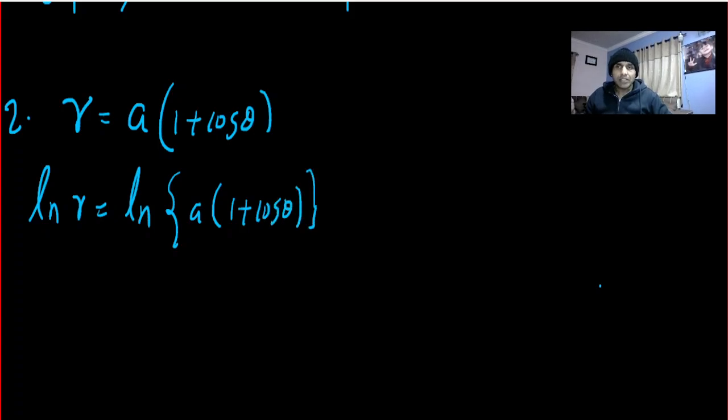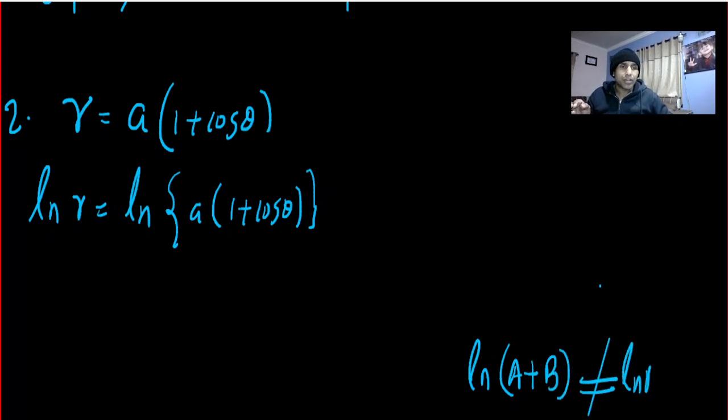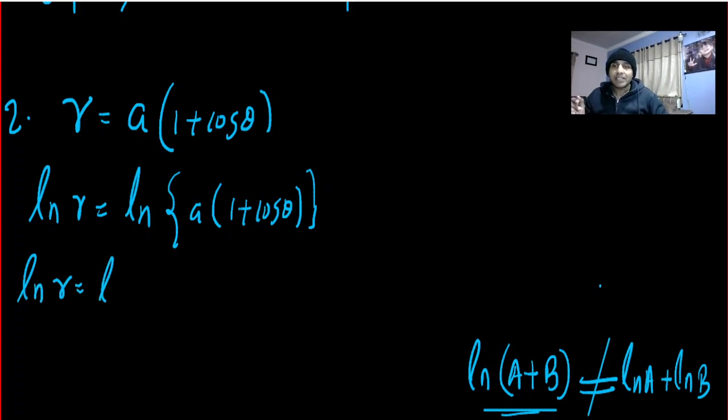By the way, I have seen so many students inventing a new rule for logarithm. Don't do that. Log of a plus b is not equal to log a plus log b. I've seen some students multiply out this a and then apply a funny property. Don't do that. So log r is equal to log a plus log of 1 plus cos theta, because log of a multiplied by b is log a plus log b.